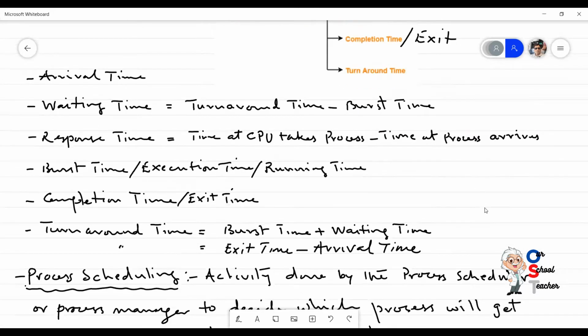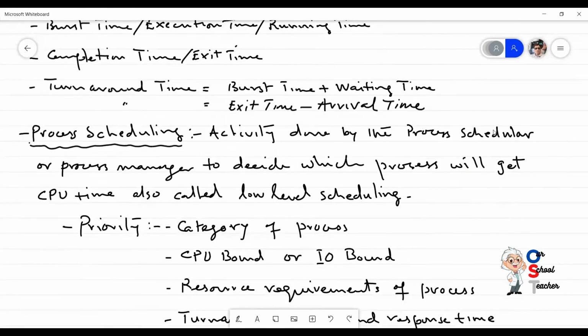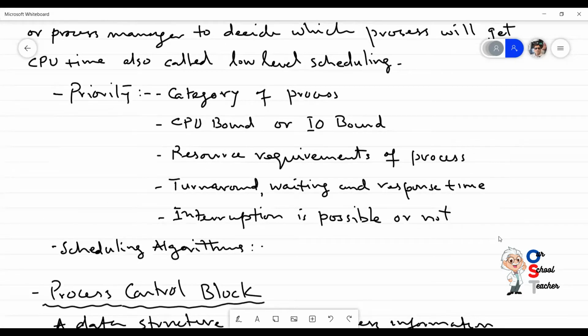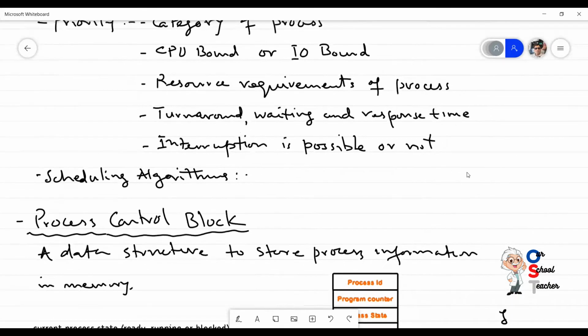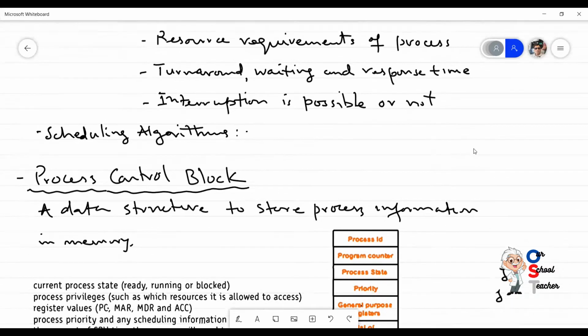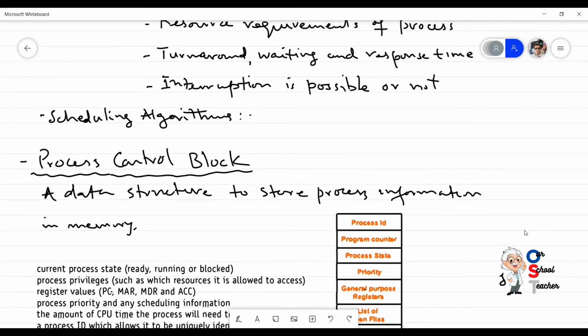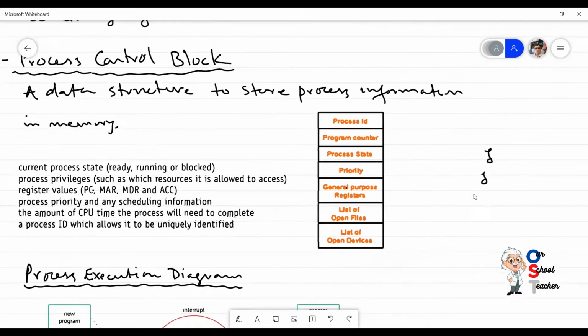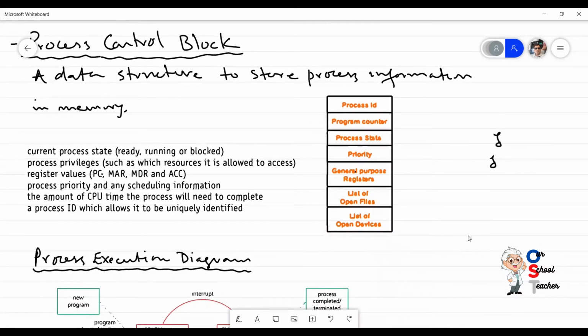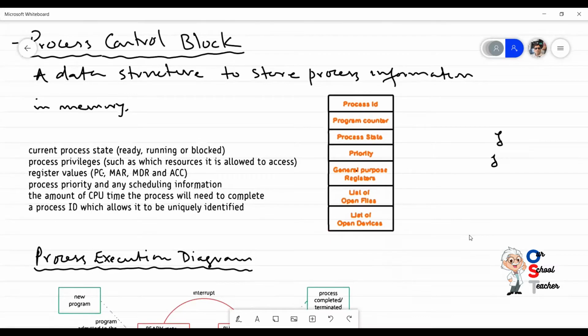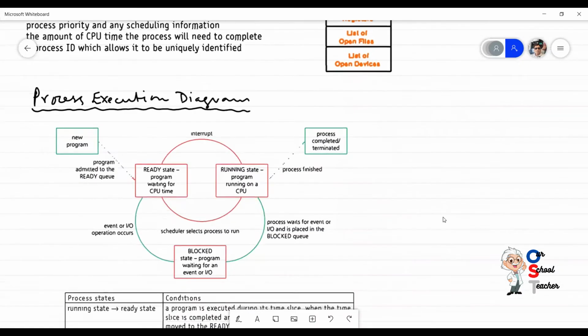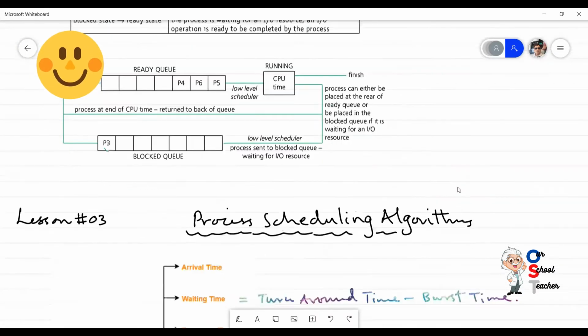Now after this we discussed process scheduling, and then I told you about priority also. Different processes may have different priorities, and it also depends on the scheduling algorithm which process will be prioritized and given time of the CPU. Then we discussed the process control block, and we have seen a number of different elements which are stored in the data structure of the process control block. Then we have seen different states of the process.